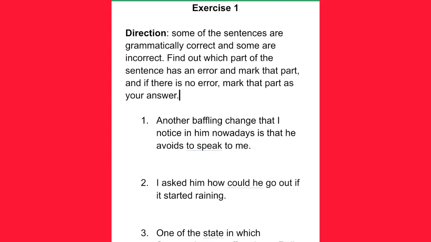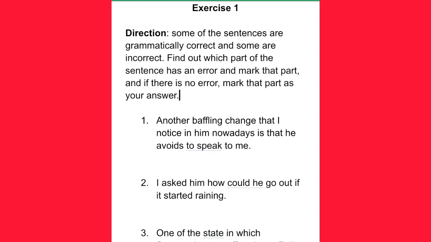So basically in these kinds of exercises, the sentences are divided into different parts. Although I have not divided them, because my only aim is to help you understand what is wrong, what is correct, what is incorrect in that sentence, so I have not unnecessarily divided them. But it could be presented before you in different divisions: part A, part B, part C, part D, etc. And in that case, you are supposed to find out which part of the sentence has an error, in case it has, because it is not necessary that every sentence will have an error.